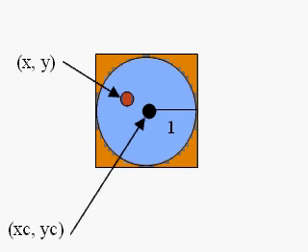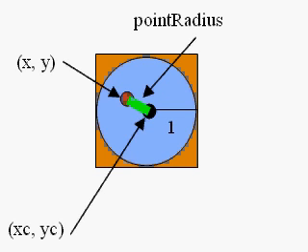To write this code properly, we're going to need to understand the notation that we're using. We are going to have some variables x and y, which represent the xy coordinates of the point of interest. We're going to have xc and yc, which are the center of the circle and square. And then we're going to just know that the radius is always 1. Now at some point we're going to need to calculate this value, which is the point radius. That is the distance from the point of interest to the center of the circle and the square.